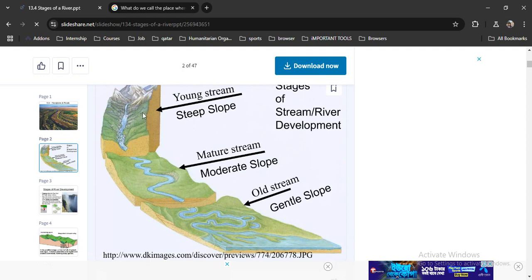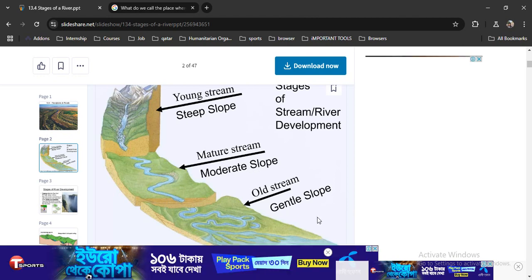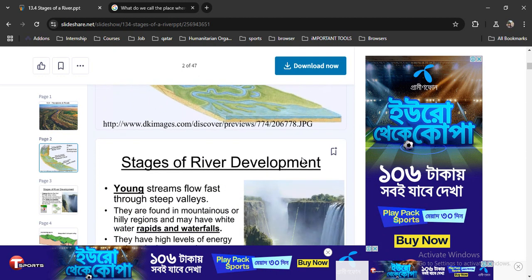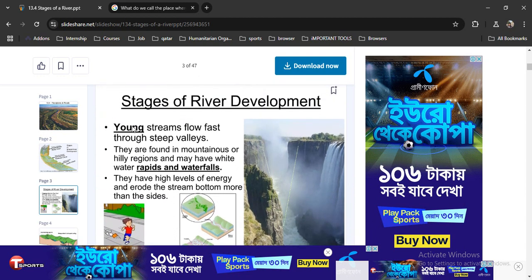In the young stage, you are doing things rapidly, and you can break everything that comes along your path. When you are mature, you become a little bit moderate, but still have enough speed. When you are old, you have a gentle slope, you become slow, and you take a look at everything. Stages of a river.